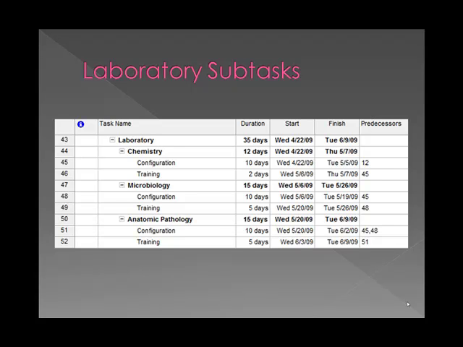The laboratory task is dependent on the completion of the first task, patient information management, and thus will not begin until April 22nd. Within laboratory, there are 3 subtasks, chemistry, microbiology, and anatomic pathology. After the 10-day configuration, the chemistry and microbiology subtasks can be configured, and once chemistry and microbiology are both configured, pathology can begin. The subtask will take a total of 35 days to complete.